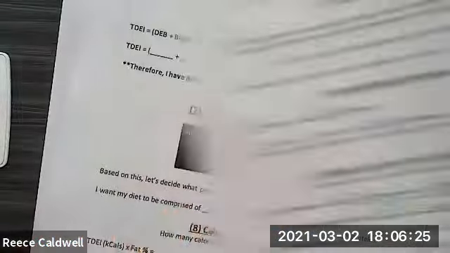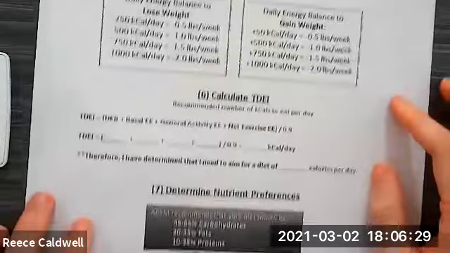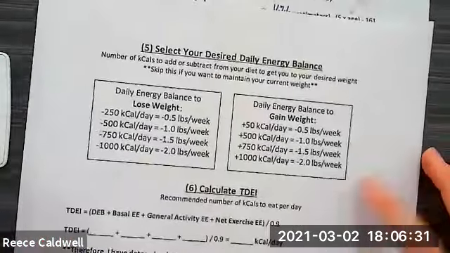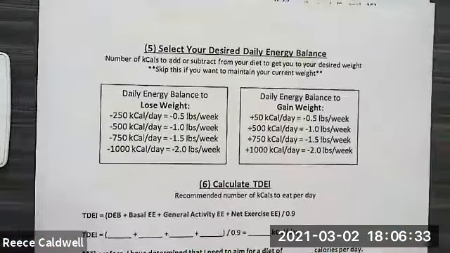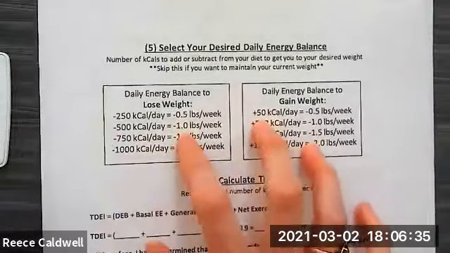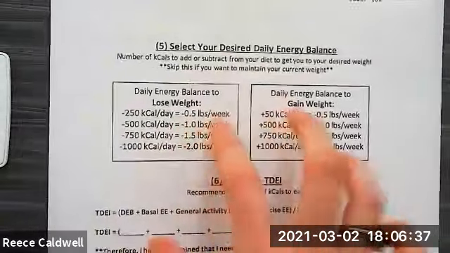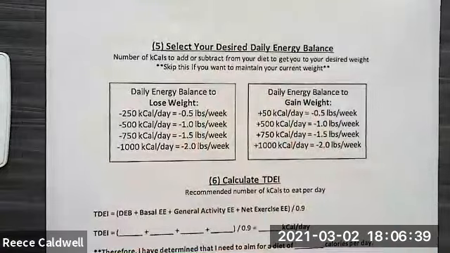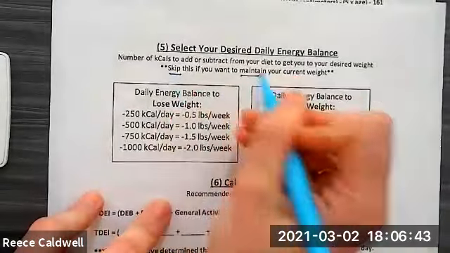So that's how many kcals that Kai gets to save per day because she exercised 3 times that week. So now we're going to move on to step number 5, and this is selecting her daily energy balance. Now this step is only going to be necessary if you want to change your current weight. So skip this step if you want to maintain your current weight.